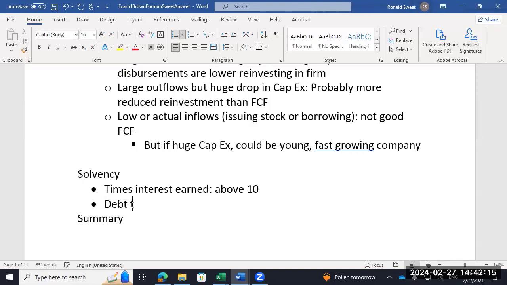And then debt to EBITDA, lower is better, and at or below industry. That one's pretty straightforward. Are they in line with the industry, or are they well above, well below? You can also look at the trend, but pretty straightforward. Lower is better, and you want to be below the industry. So that one should be a simple one. Most of y'all were okay on that one.